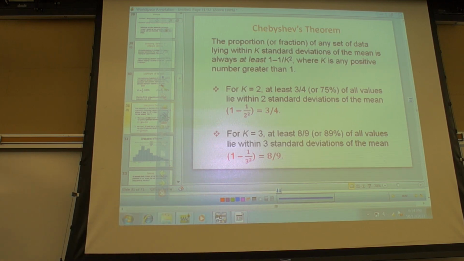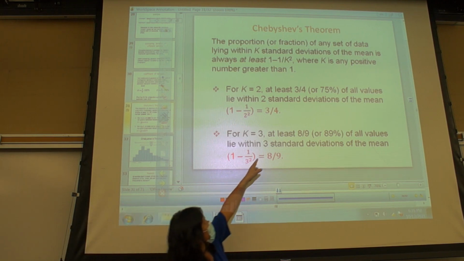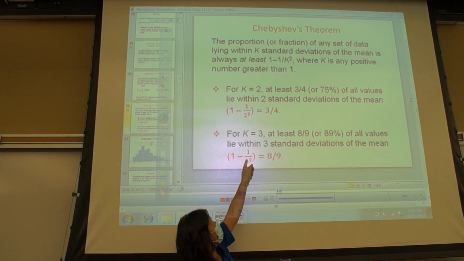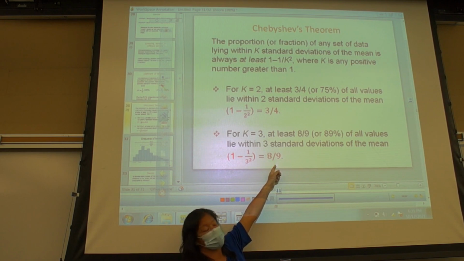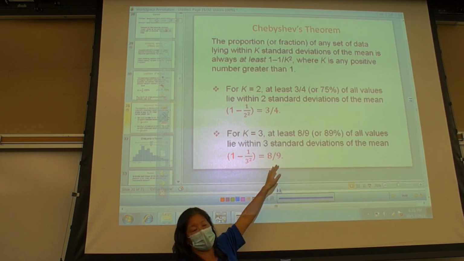Keep going. For k equals 3, at least 8 out of 9, or 89% of all values lie within 3 standard deviations of the mean. Right, so 3 standard deviations means 1 minus 1 over 3 squared. 3 goes right here. So what's 3 squared, everybody? 9. So 1 minus 1/9 is 8/9. So at least 8/9 of your data is going to lie within 3 standard deviations.